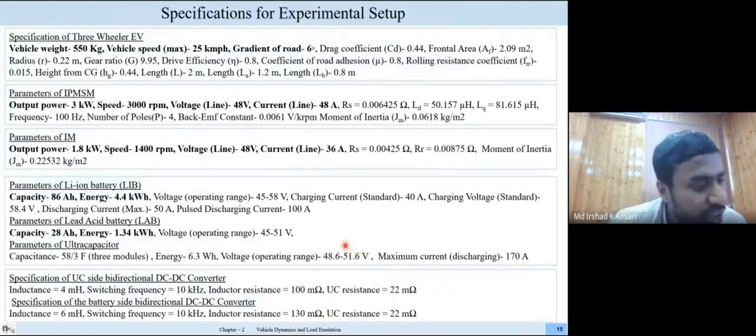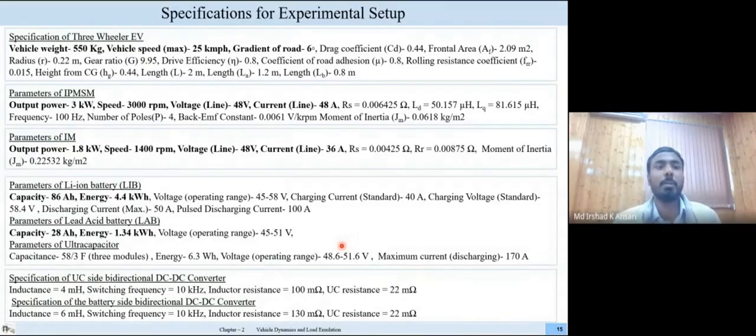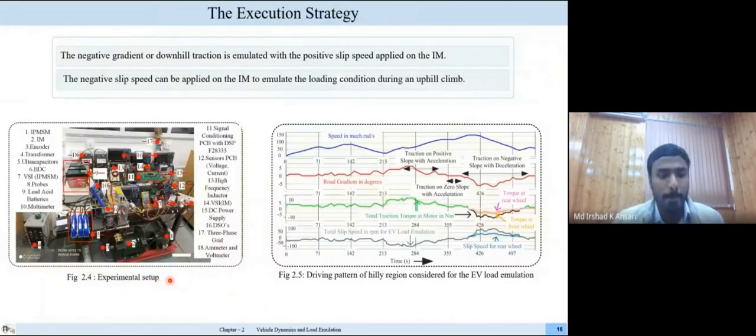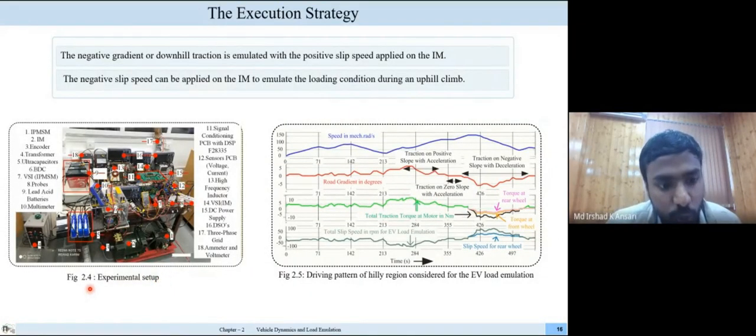So these are the specifications of the experimental setup which has been used. That is, the specification of this three-wheeler IPMSM motor, induction motor, and the energy storage system, that is the lithium-ion battery, lead-acid battery, ultra capacitor, and the bidirectional DC-DC converter. This figure 2.4 shows the experimental setup, where this is the traction motor.